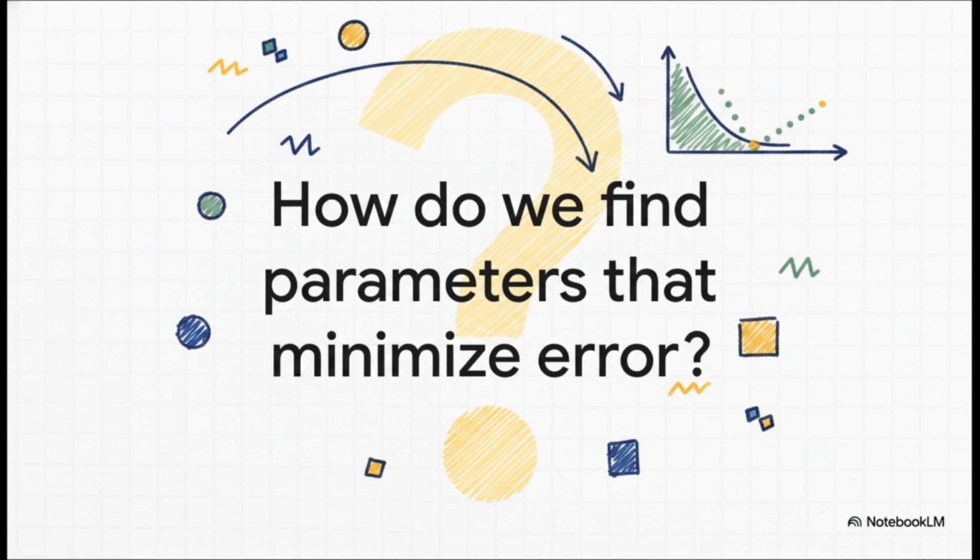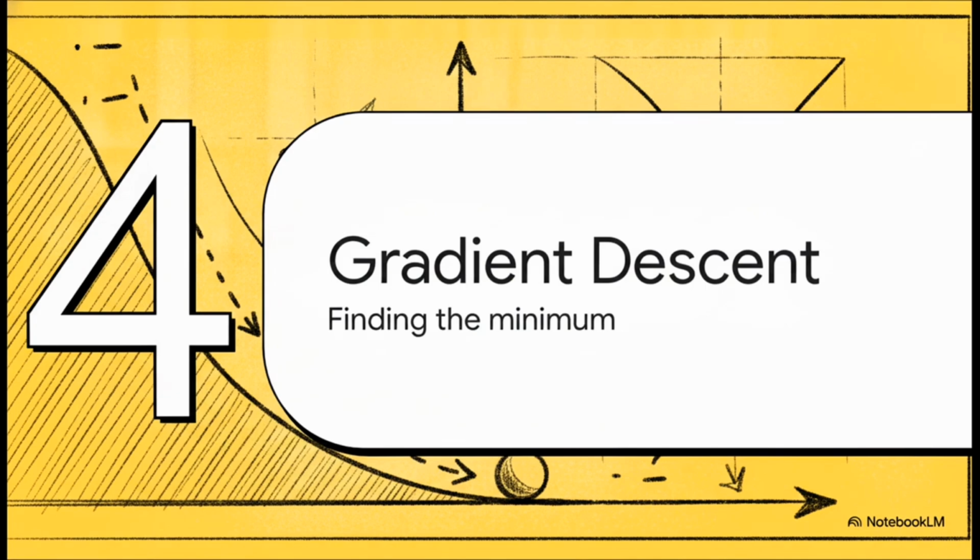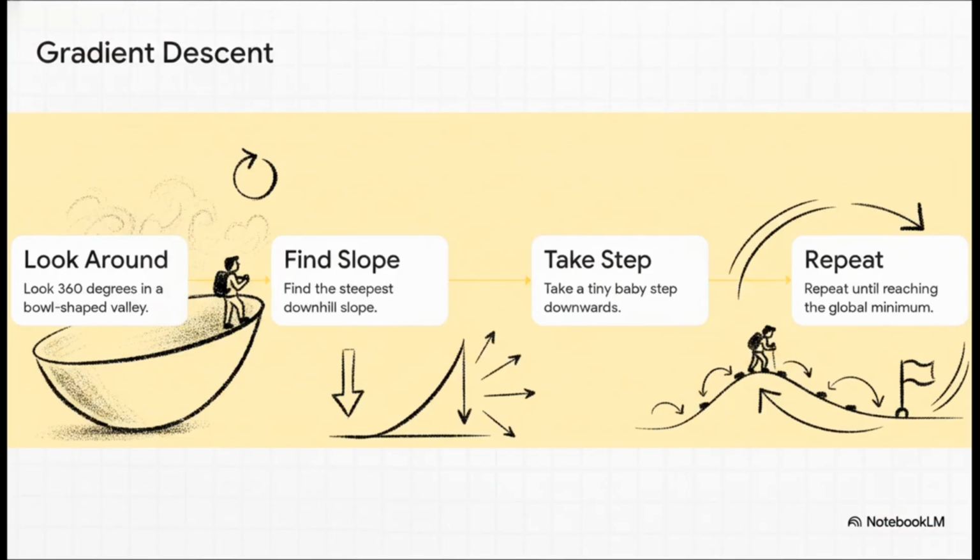We have our error, we know exactly how wrong we are, but how do we systematically change our theta parameters to drive this error to the absolute minimum without just blindly guessing for eternity? Which brings us to Section 4, descending the gradient. Enter the hero of our story and our primary learning algorithm.